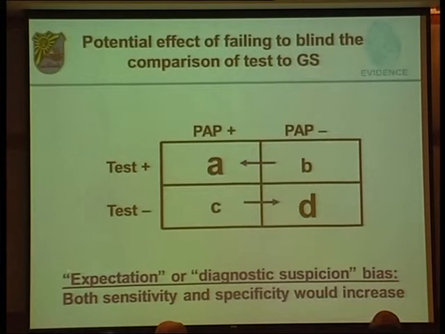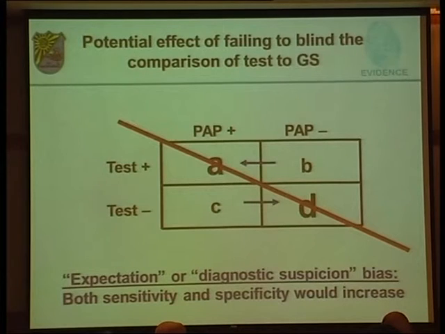So, this is called diagnostic suspicion bias or expectation bias. There are lots of names for these biases, which I don't really care about the name as much as you understand how it works. So what has to happen is you have to cut this. You have to cut this so that whoever's measuring the test should not know the result of the gold standard. Whoever's doing the gold standard should not know the result of the test.